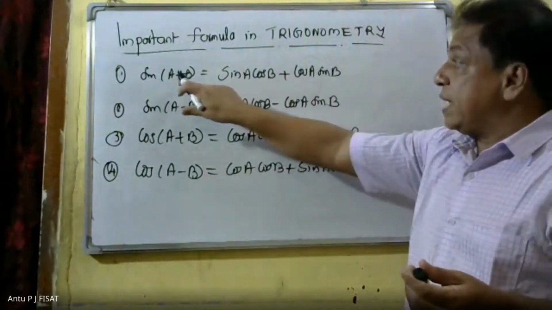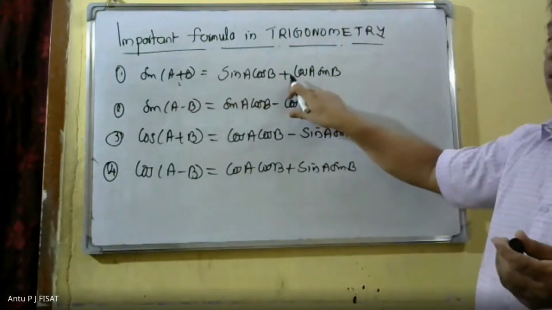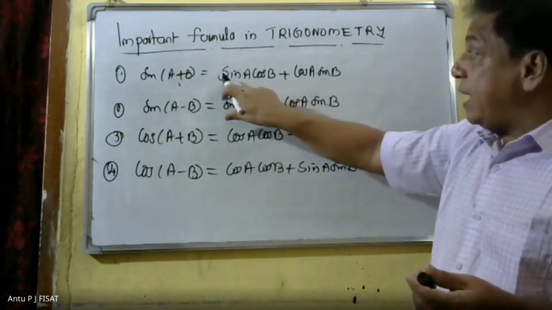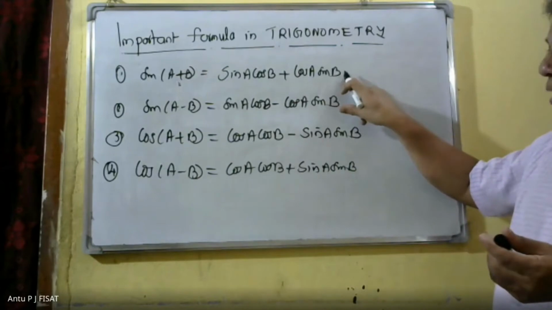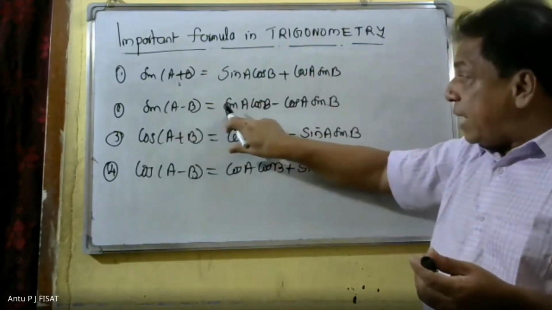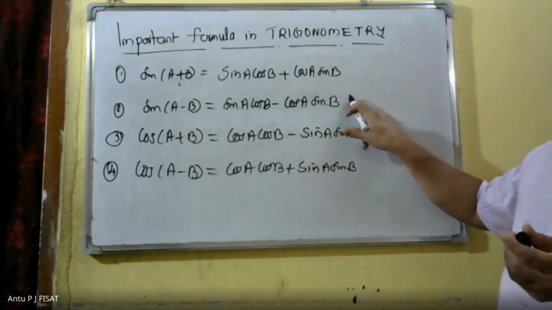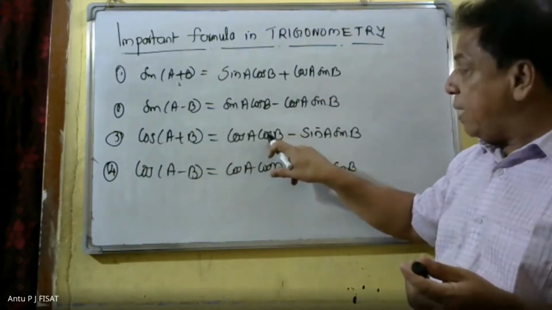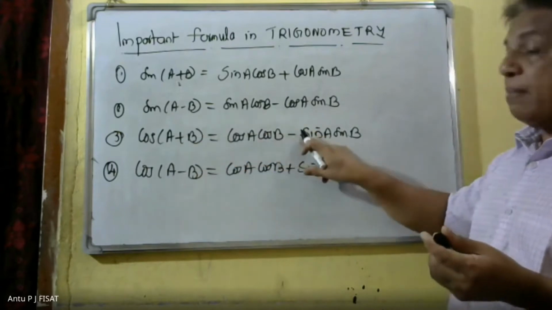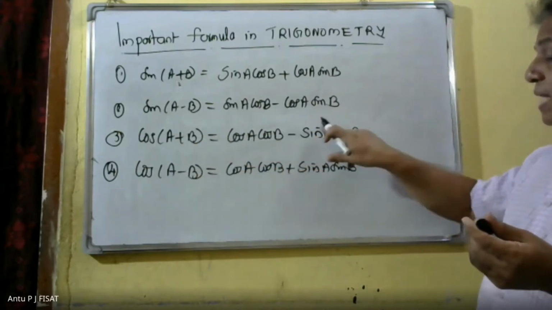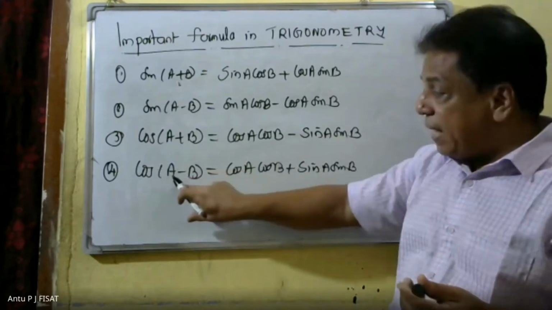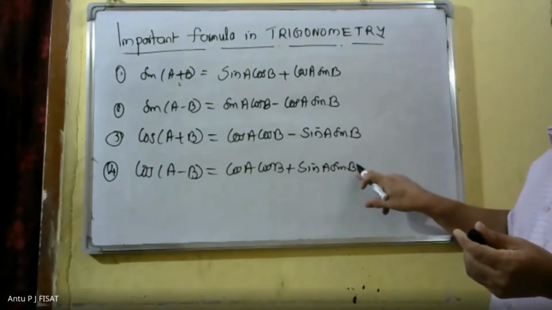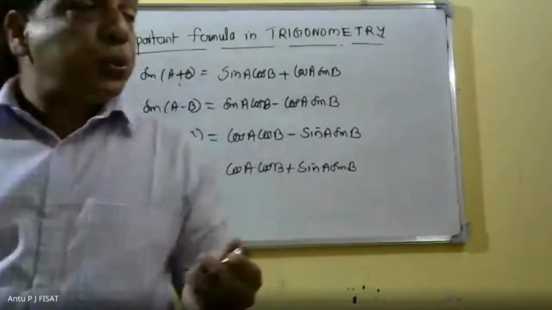Sin A plus B, here plus will come. Sin A minus B, this minus. Sin A plus B is sin A cos B plus cos A sin B. Sin A minus B is sin A cos B minus cos A sin B. Then in the case of cos A plus B, this plus becomes minus: cos A cos B minus sin A sin B. Cos A minus B is cos A cos B plus sin A sin B. Then we use these formulas.